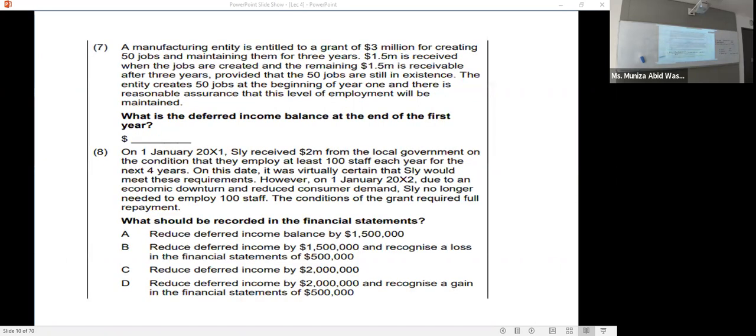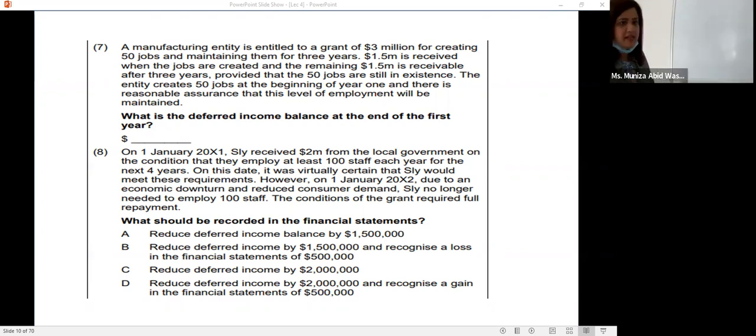Okay, now students, question number 7. What is the deferred income balance at the end of the first year? Deferred income arises in the case of the grants. We had discussed grants as well. Government grants. You remember? Which IAS is there? 6, 16, 20. I guess 20, government grants, okay?